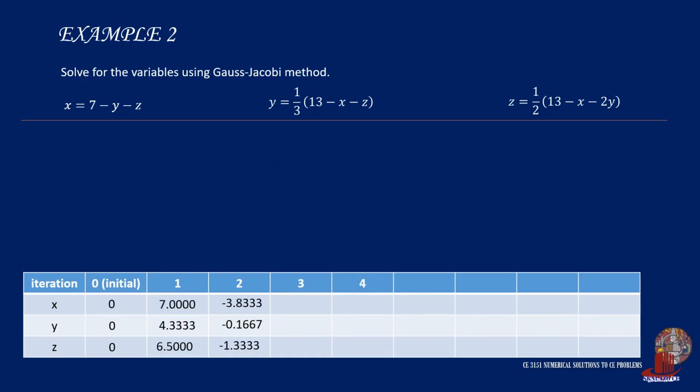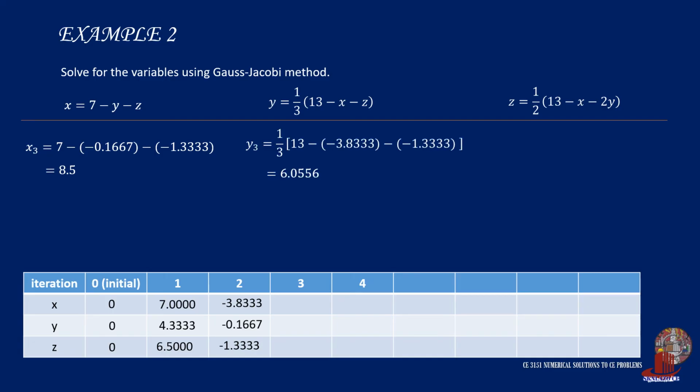Still, we check if we can come up with specific values. So x sub 3 is equated to 7 minus negative 0.1667 minus negative 1.3333, giving 8.5. Y sub 3 is 1/3 of 13 minus negative 3.8333 minus negative 1.3333, that is 6.0556. Z sub 3 is 1/2 times 13 minus negative 3.8333 minus 2 times negative 0.1667, giving 8.5833. Now we got positive values again.